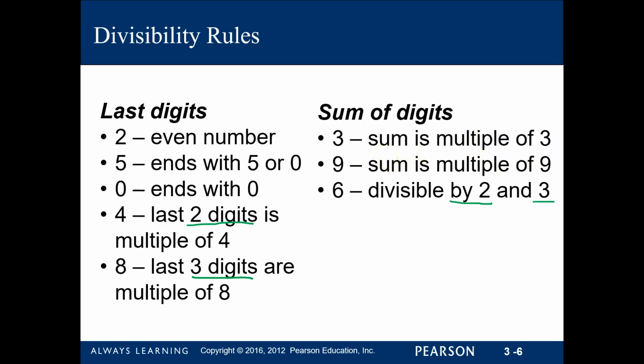Okay? So let's have some examples on divisibility. Let's check for the divisibility of 36. Okay? All right. So when you are checking divisibility, you start with the easiest check, which is the last digit.